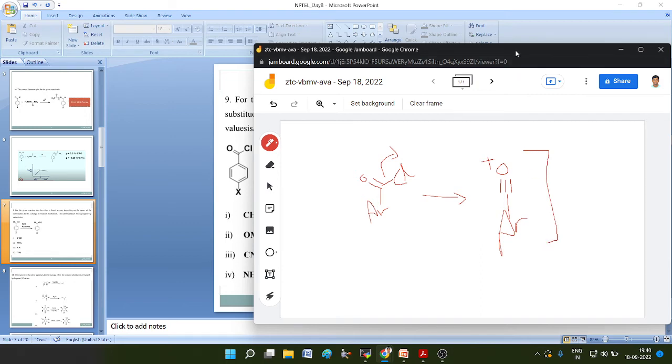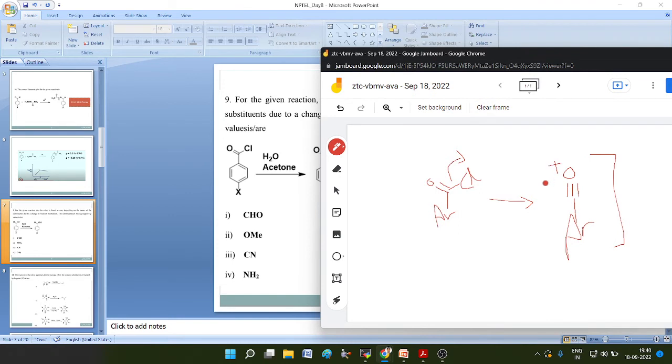Now, what do you think? Which will be much more favored? This formation with NH2, methoxy, cyano, or CH3 group. Of course, NH2 and methoxy will favor formation of this, not the CH3 group, right? It won't increase the electron density and thus it cannot remove this chlorine atom. So there is a drastic change here. Now if you plot it, the NH2 group will be in the topmost position. I'm not drawing the X and Y axes. Then there will be methoxy here.